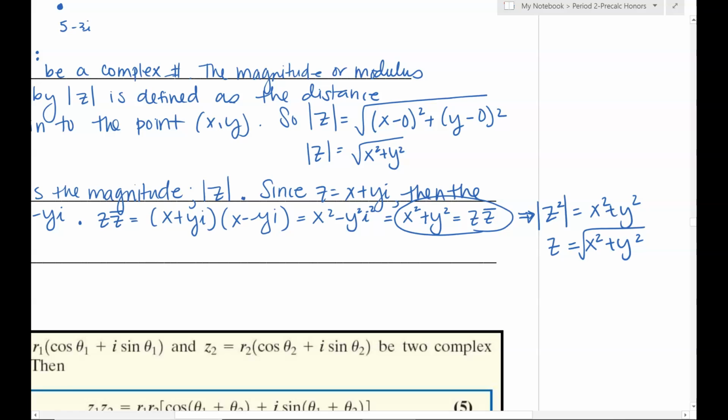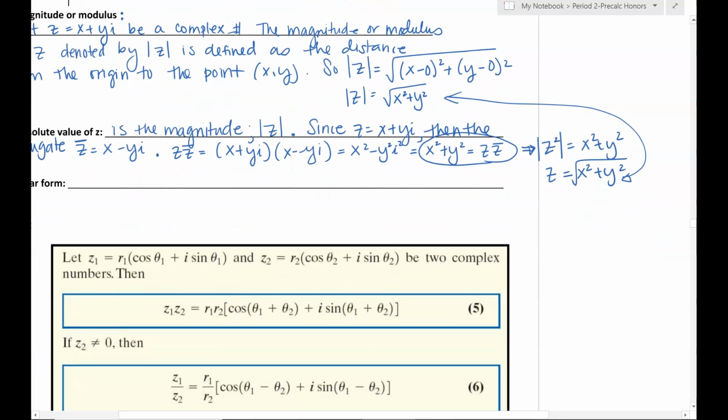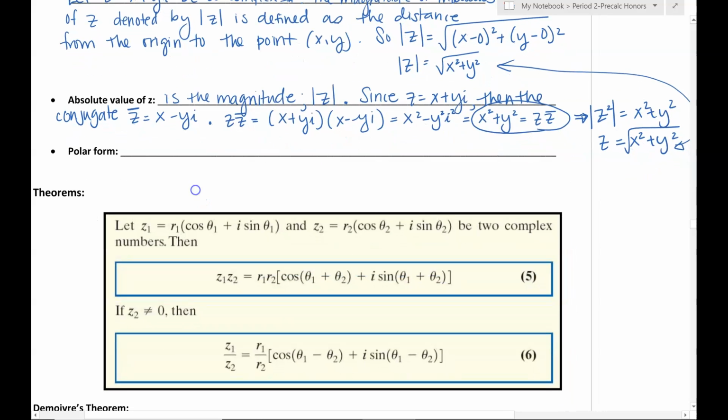Now, this is just one more way to look at how we come up with the formula for the distance, aka the magnitude, aka the same formula for the radius. Next definition says polar form. So if the radius is bigger than or equal to 0, and theta is between 0 and 2 pi, inclusive at 0.